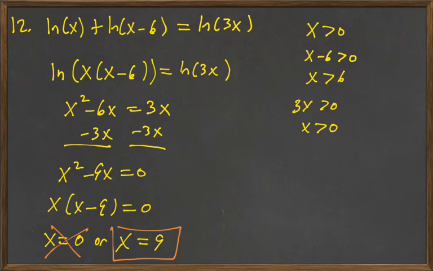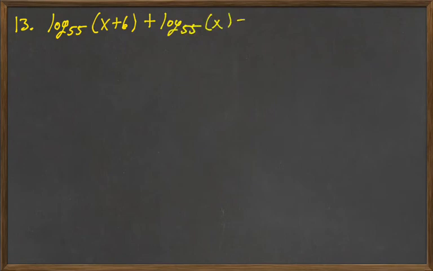I think we have two more of these logs, and then we'll run over and do some exponential equations. So we have log base 55 of x plus 6 plus log base 55 of x, and that's going to be equal to 1. Okay, so first step, isolate and condense the logs.